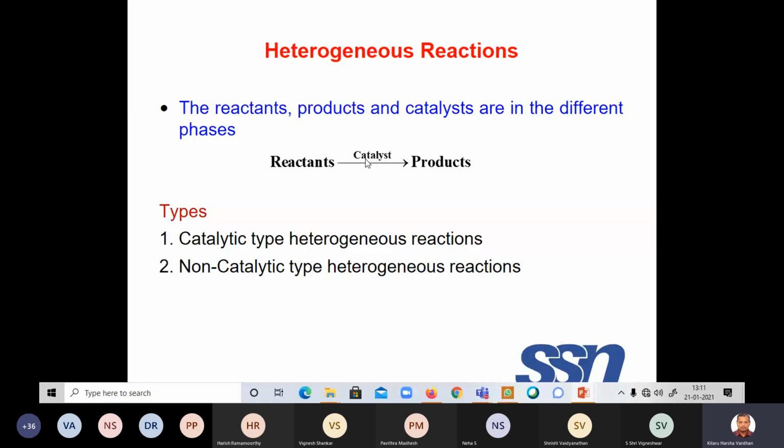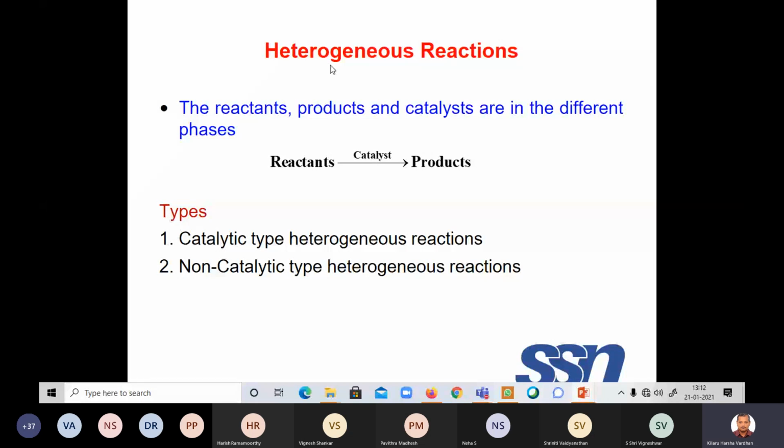Generally, the catalyst will be solid, right? That is also a heterogeneous system. So any system involving more than one phase, we call heterogeneous reactions. Not only that, even in the absence of a catalyst, if the reactant and products are of different phases, like a gas reactant or a solid reactant giving you gaseous products, or gas reactants giving you liquid products, or whatever combination it is, still we call it heterogeneous.